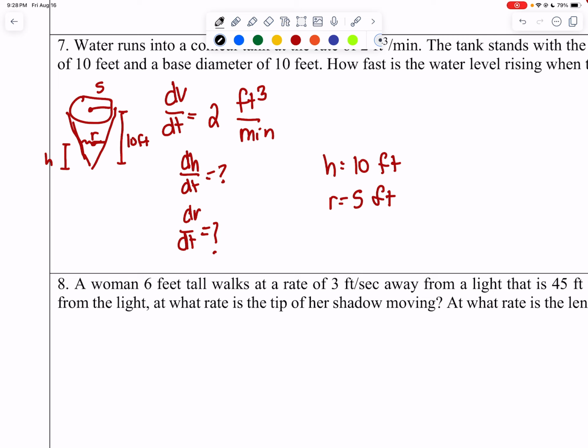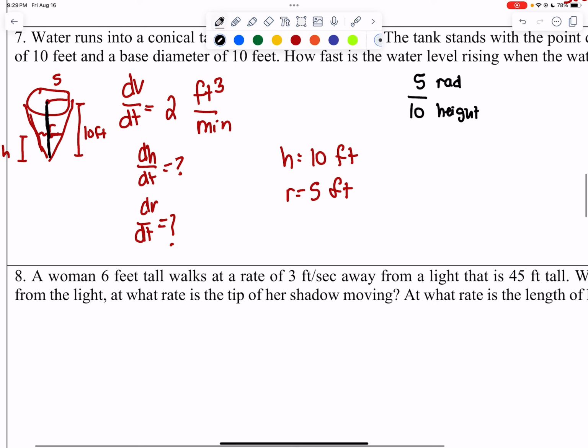If I do that, notice how if I were to drop this down, I have similar triangles. I have the whole cone, which is going to be 5 over 10. So 5 is my radius, 10 is my height of my large cone. And then my small triangle right here is R over H. So R over H.